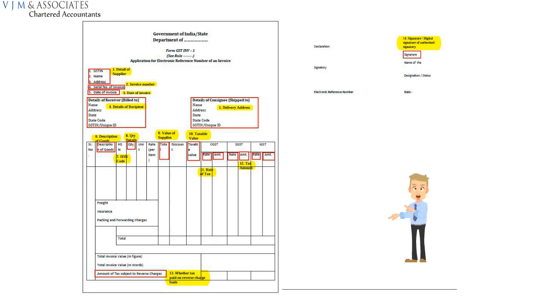details of recipient such as TIN, name, address of recipient, delivery address, description of goods and services, HSN code, value of supplies, taxable value of supplies after all discounts, rate of tax, value of tax under the heads CGST, SGST and IGST, whether the tax is payable on reverse charge basis, signature or digital signature.